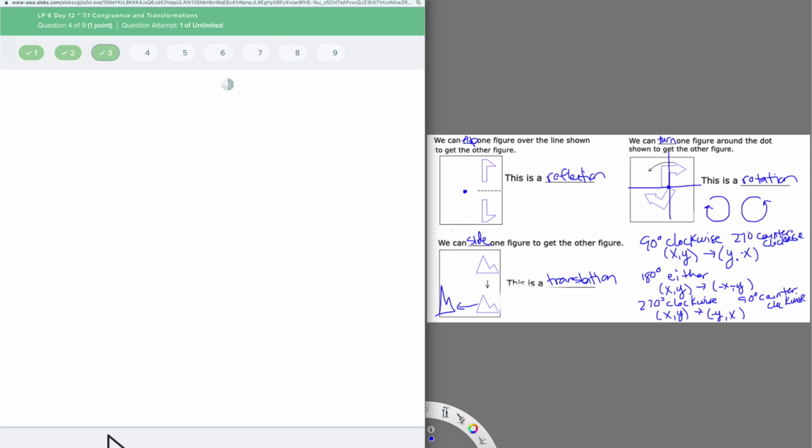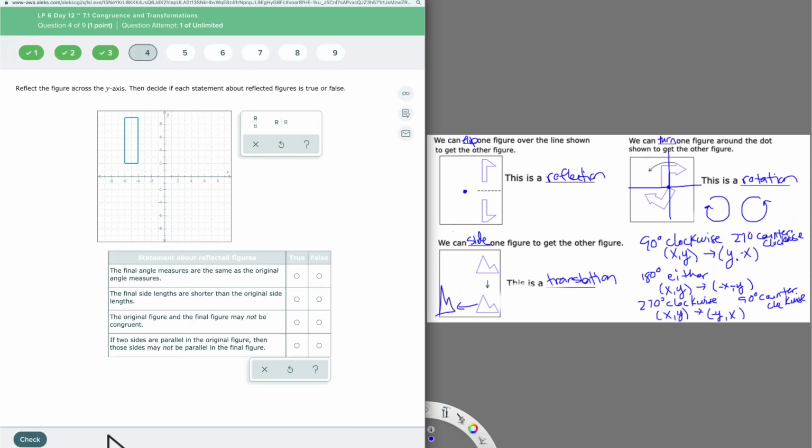All right, so this one we're going to look at reflecting a figure across the y-axis. And you need to pay attention to which axis it's asking you to reflect across, because you're going to use this tool over here. Y-axis, that's vertical. So I'm going to click on this tool, and then I'm going to click on the y-axis, and it's going to flip it for me. So that's how you flip it.